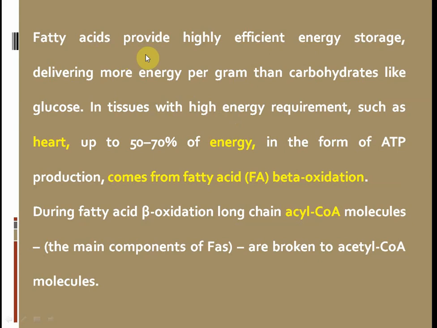Fatty acid provides very high energy, a highly efficient energy storage, which actually delivers more than carbohydrates like glucose. In tissues with high energy requirement, the tissues that require very high energy every second, like cardiac tissue or heart, 50 to 70% of the ATP production comes from fatty acid beta oxidation. Remember, during fatty acid beta oxidation, long chain acyl CoA molecules are broken down into acetyl CoA molecules.